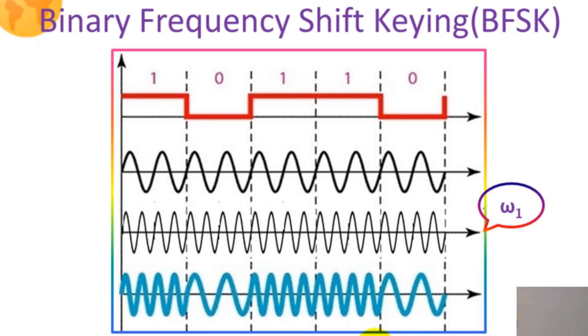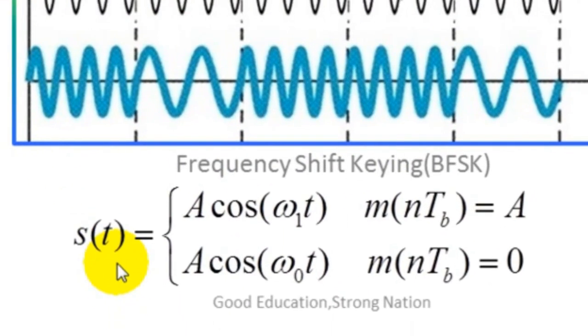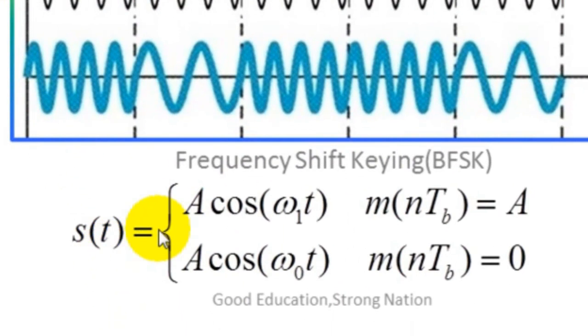This composite waveform shows the actual FSK waveform. The higher value of pulse produces the higher value of frequency, which is analogous to omega 1, and for the lower value of pulse we use the lower value of frequency, represented by this waveform. That means higher frequency, lower frequency, higher frequency, higher frequency, then again lower frequency. This composite signal, which contains two carrier frequencies, represents the binary FSK waveform. This signal s(t) shows the binary FSK signal: A cos omega 1t, represented by this sequence, and A cos omega 0t, represented by this waveform.